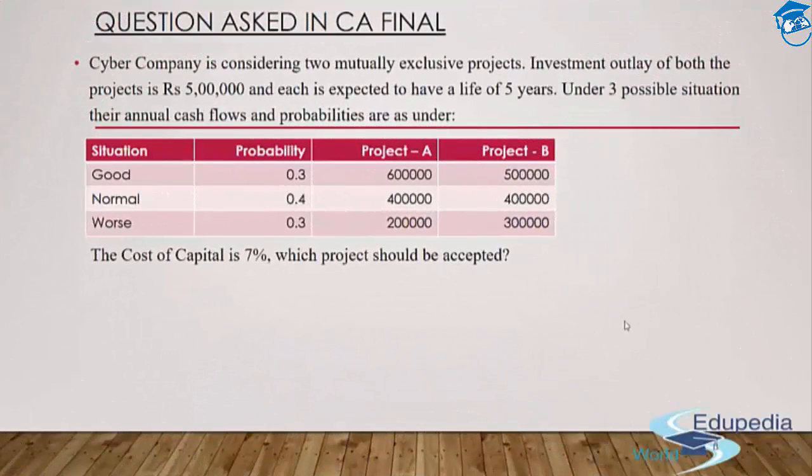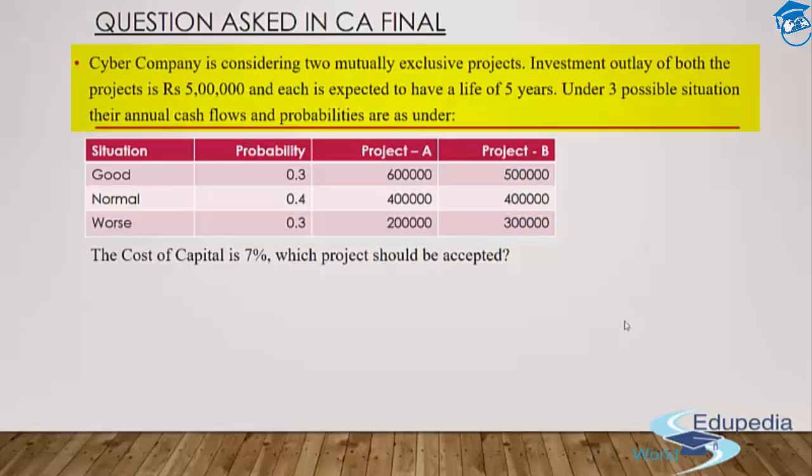A company is considering two mutually exclusive projects. Investment outlay of both the projects is going to be 5 lakh rupees and each is expected to have a life of 5 years. Under three possible situations, their annual cash flows and probabilities are as under. So our initial investment is going to be the same for both projects, which is 5 lakh rupees, and their expected life is 5 years.